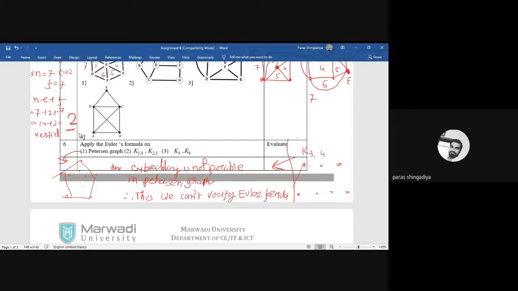Okay, now we can easily embed K2,3. Clear? So draw the K2,3 set. That is the actual shape of K2,3: 2 vertices on one side, 3 vertices on the other side. Clear? That is the actual shape.